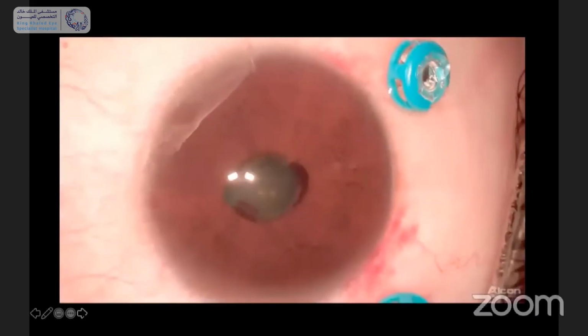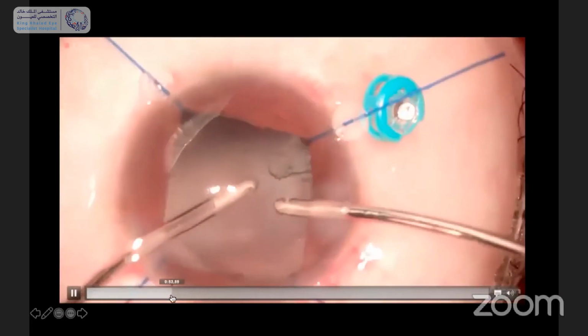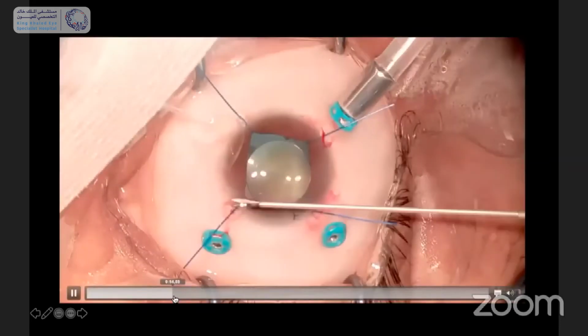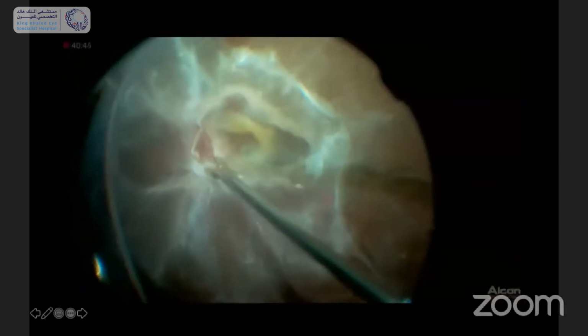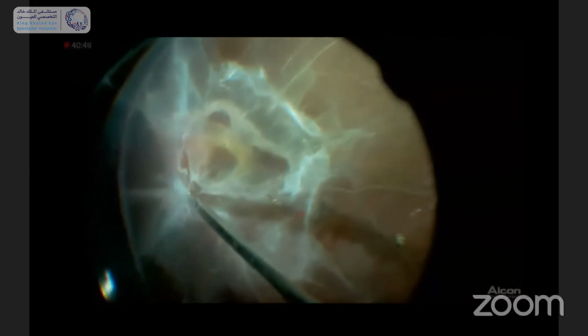This is another case. There is a phaco. I will go further. I won't let you see the phaco part, sorry. So this is the case, as you can see. It's quite complicated: very ischemic retina, totally adherent hyaloid, tractional rhegmatogenous retinal detachment.